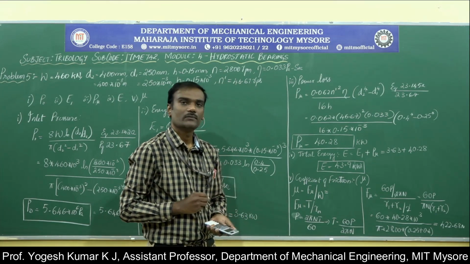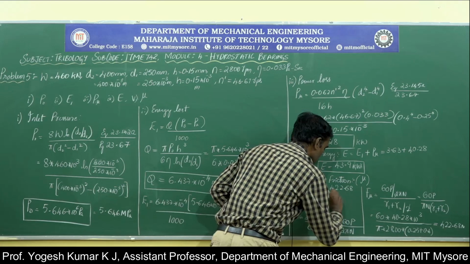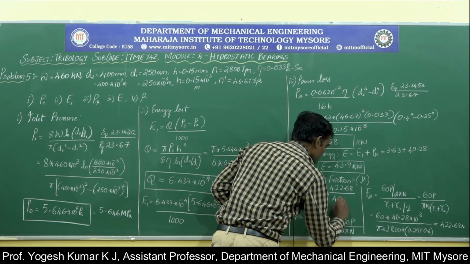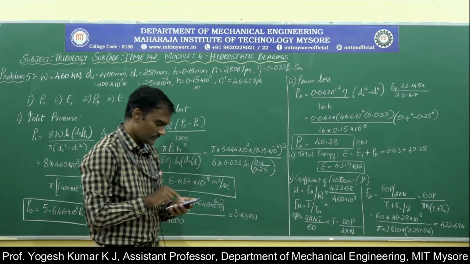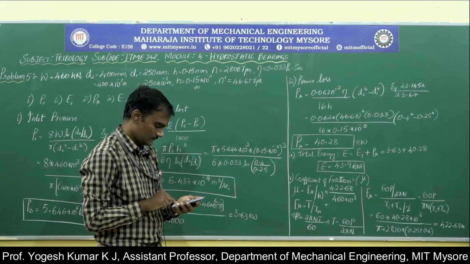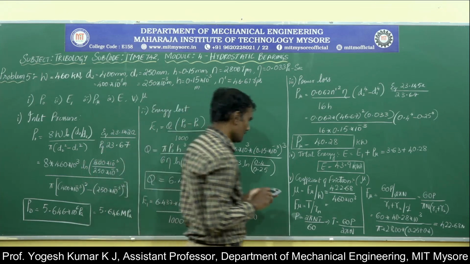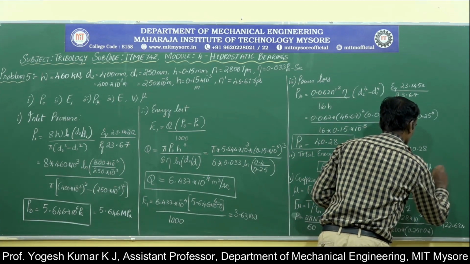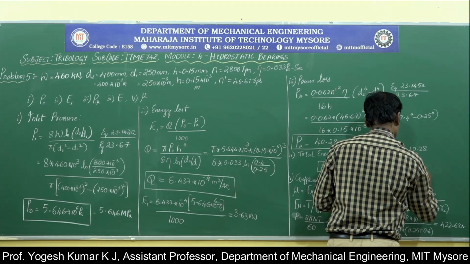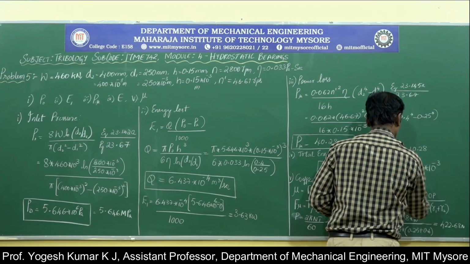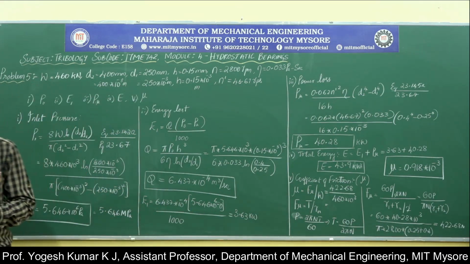We have determined the force. So let us substitute 422.68 divided by the normal load, which is 460 kilonewton. So we get the coefficient of friction as 0.918 into 10 power minus 3.